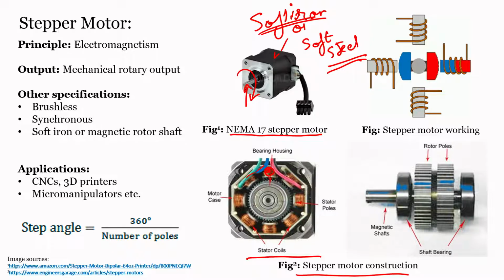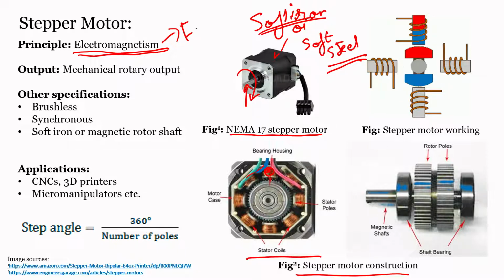So before that, I will say that the principle of a stepper motor works on electromagnetism, like most of the electric motors, okay. It works on electromagnetism. It means that when electricity passes through a current carrying conductor, a magnetic field is generated, and this magnetic field will be able to create some force, okay, and which will be used to rotate the motor or any purpose. So based on electromagnetism, the stepper motor will give a mechanical rotary output, okay.